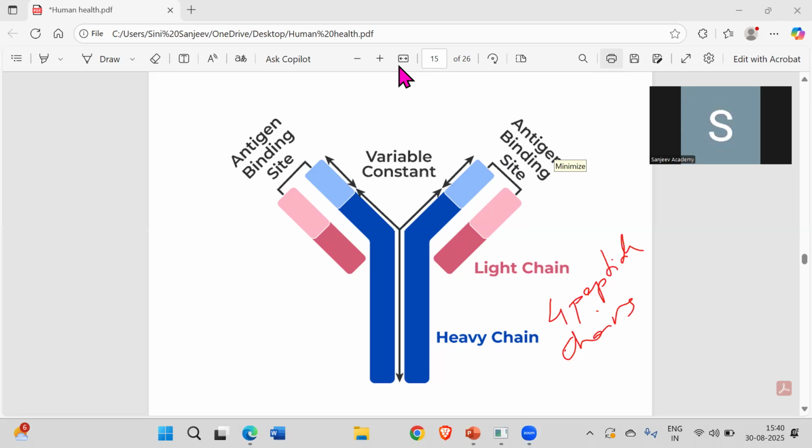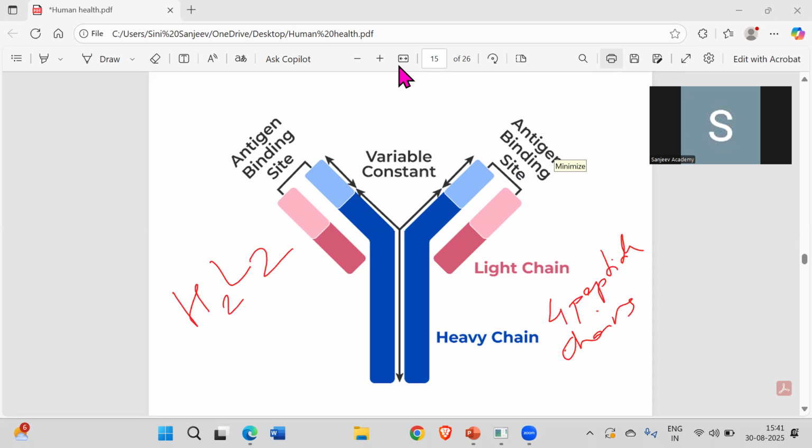Peptide chains means protein chains, and they will be having 4 peptide chains, which will be H2 and L2. H2 and L2 means what? Heavy chains 2 and light chains 2. So a total of 4 peptide chains will be there.